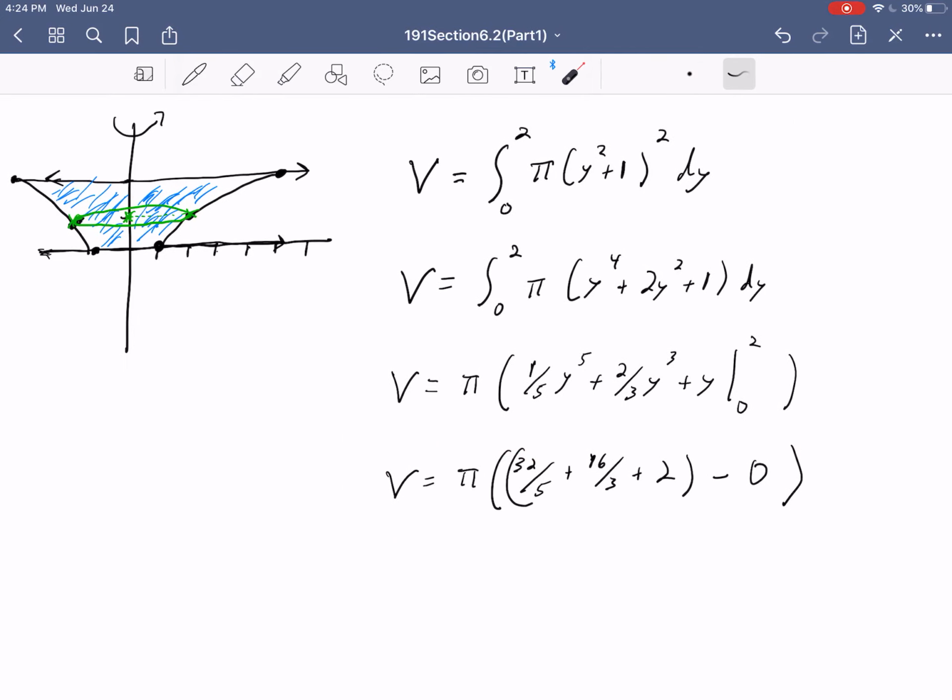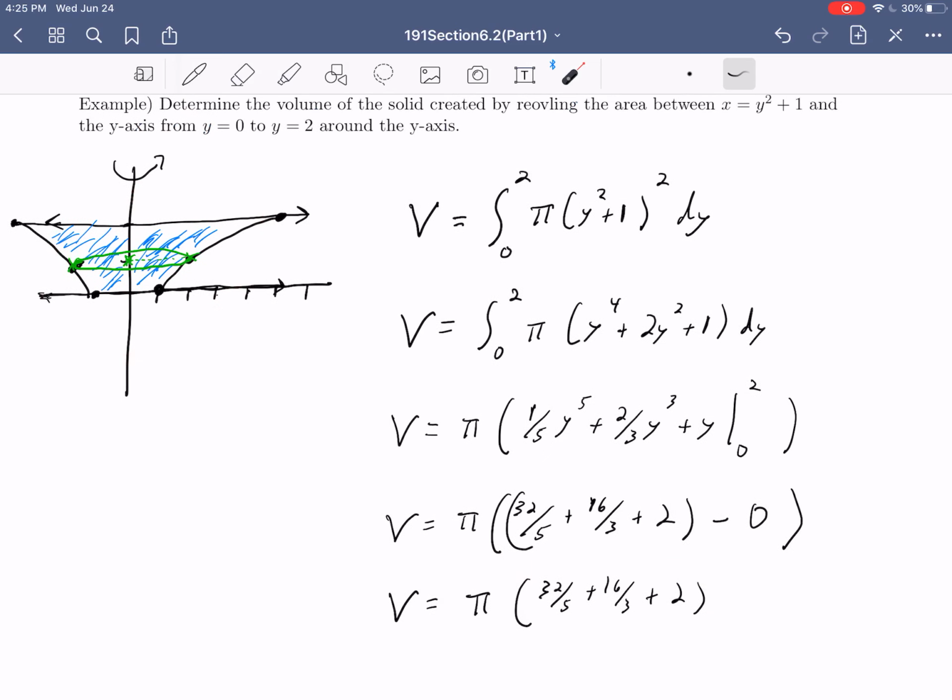I suppose if you wanted to, you could simplify it a little bit. You don't really need the 0. Volume is pi times 32 over 5 plus 16 over 3 plus 2. So there we go. That would be the volume of this shape here.